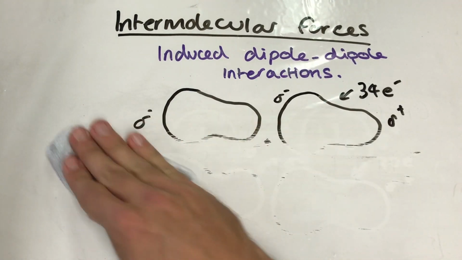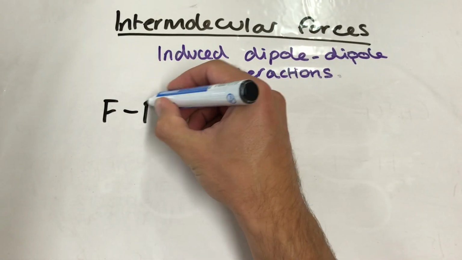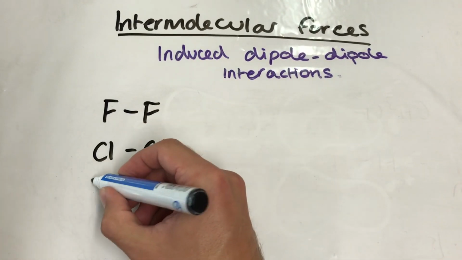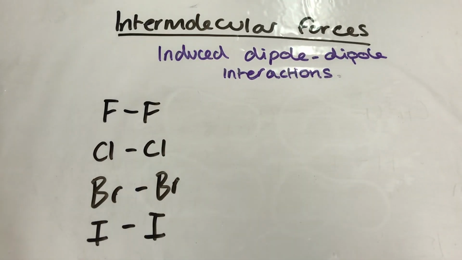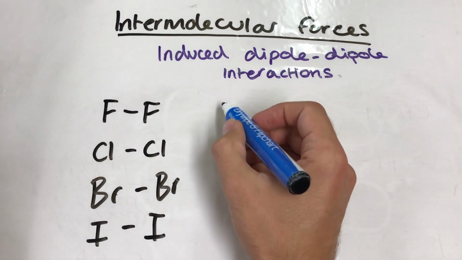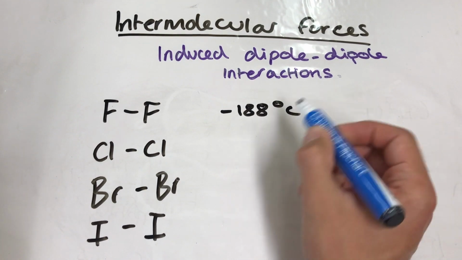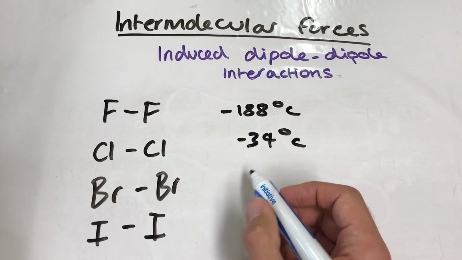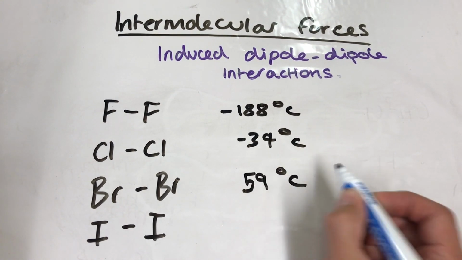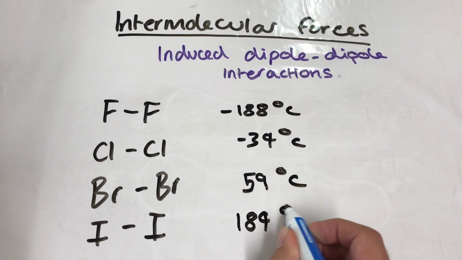So if we look at these different examples, we'll start off with fluorine. Then we go down to chlorine, bromine, and iodine. We can then look at the melting and the boiling points. So if we look at the boiling point of fluorine, it is minus 188 degrees Celsius. The boiling point of chlorine is minus 34 degrees Celsius. The boiling point of bromine is 59 degrees Celsius. And then the boiling point of iodine is 184 degrees Celsius.